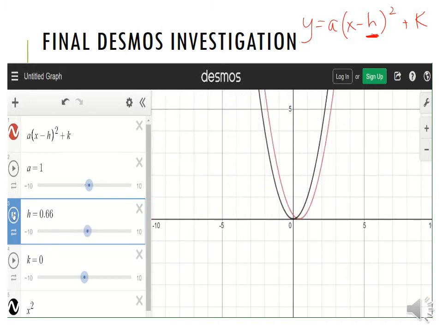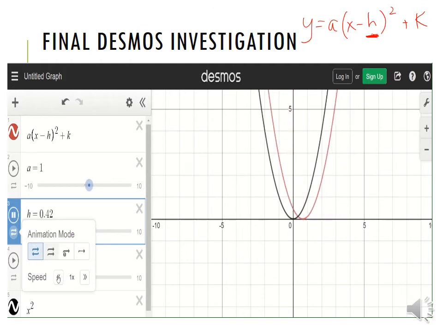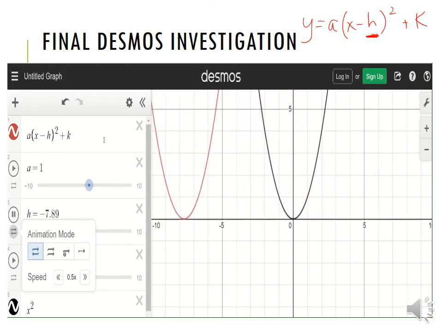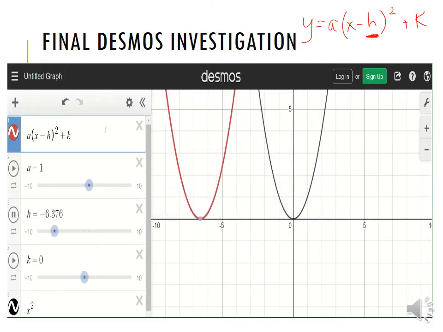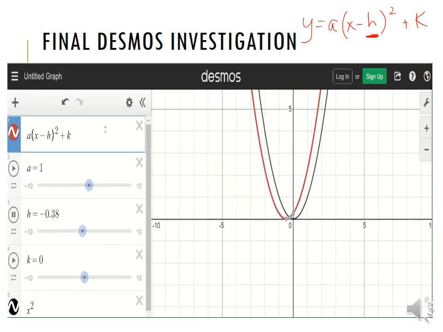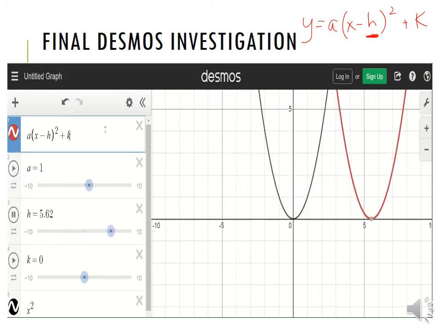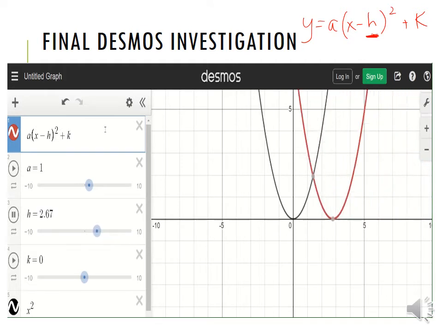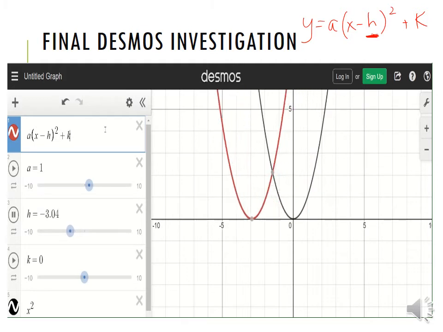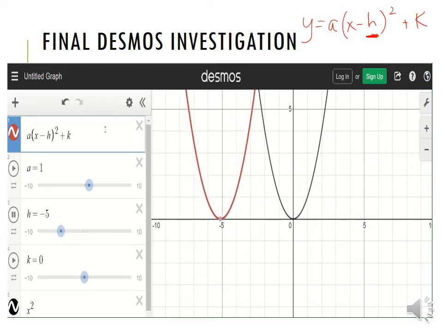As predicted, we can see that as h changes, it's moving my graph left and right. And in fact, if we slow it down a little bit, when h is positive, it's moving it to the right. And the greater it is, the further to the right it goes. And then when h is negative, it moves it left. And the bigger the negative number, the further left it goes.